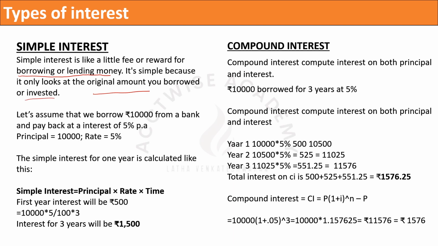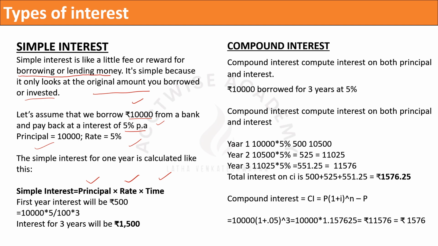Let us assume that we borrowed ₹10,000 from a bank and pay back at an interest of 5% per annum. Here, ₹10,000 becomes our principal amount. Rate is 5%. Now, simple interest, how do we calculate? Formula is principal into rate into time.